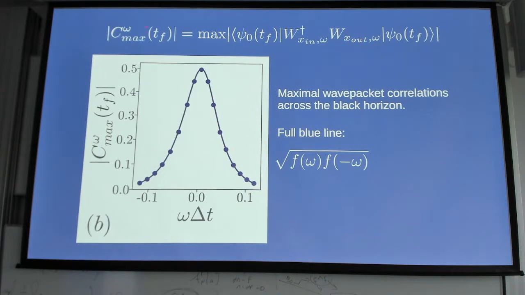And then if you plot this correlation function of the wave packets as a function of their energy, you find that they lie nicely on top of this blue curve here, and the blue curve is the square root of the Fermi-Dirac distribution at the Hawking temperature times the Fermi-Dirac distribution at the negative Hawking temperature. So this shows that really during this quench process, during the time evolution, you're emitting correlated pairs of particles.